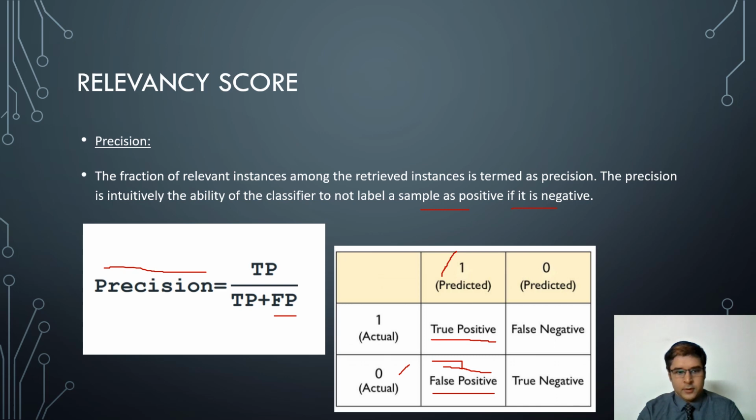Precision determines the fraction of relevant instances among the retrieved instances. So these are the retrieved instances in the denominator here, and out of that the relevant instances are the true positives.